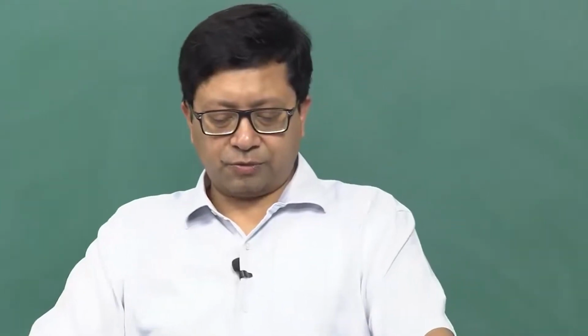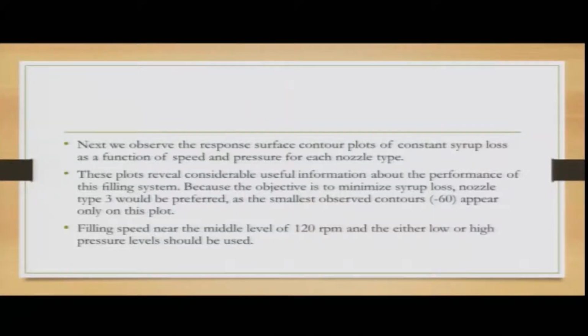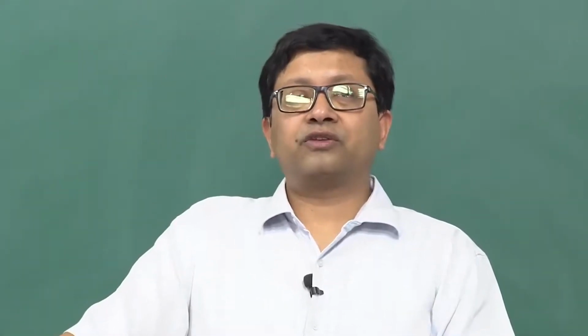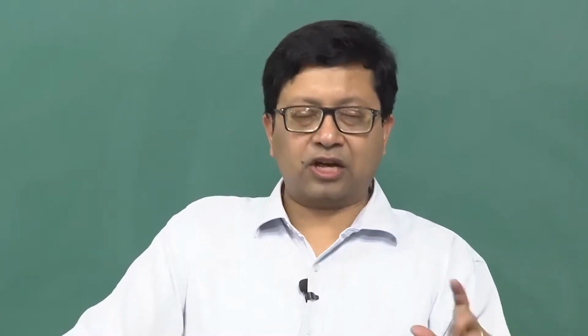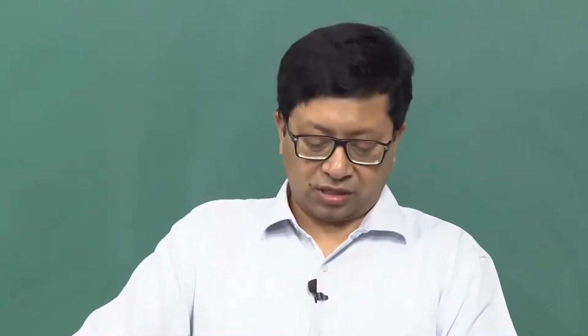Next we observe the response surface contour plots of constant syrup loss. Frothing was basically where there was loss, and now we want to find it out as a function of pressure and speed. My apologies, it was basically pressure and speed of each nozzle, and obviously nozzle diameter would be fixed later on after the speed and pressure are adjusted. You want to adjust the pressure, adjust the speed, and then finally decide on the nozzle dimension, because once the nozzle dimension is fixed, it cannot be changed, because the manufacturing process you have to order it, there is cost for that, and all these things are there.